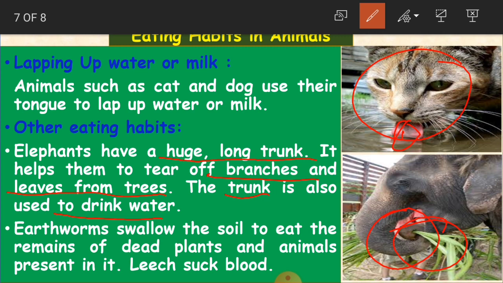Clear, children? And now here, earthworms which are in the soil, how do they eat and what do they eat? They swallow the dead plants and animals which are there in the soil. Because they live in the soil, whatever dead organisms are there in the soil, they swallow, just like a frog. And leech is another type of animal which sucks the blood as food.